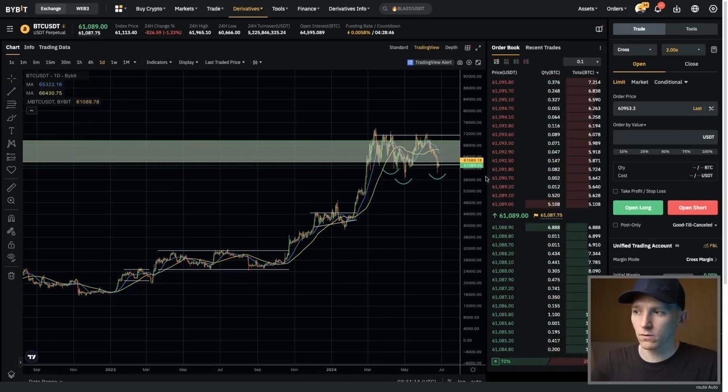Now, how it works on crypto exchanges, if you are trading futures and derivatives, is that if you're making a loss, let's say you have $1,000 and you make $1,000 loss, the crypto exchange will close out your position, you get liquidated and your $1,000 is gone. So that's how that works.